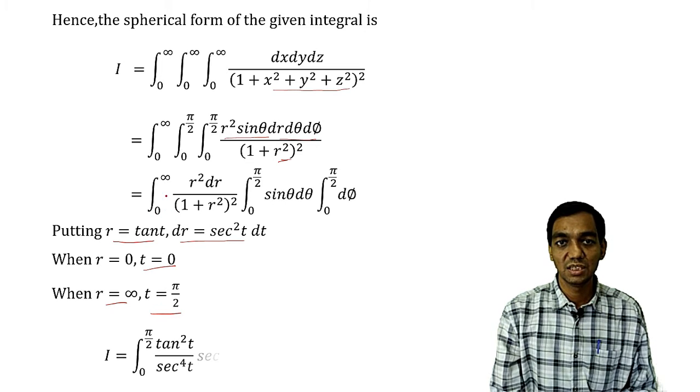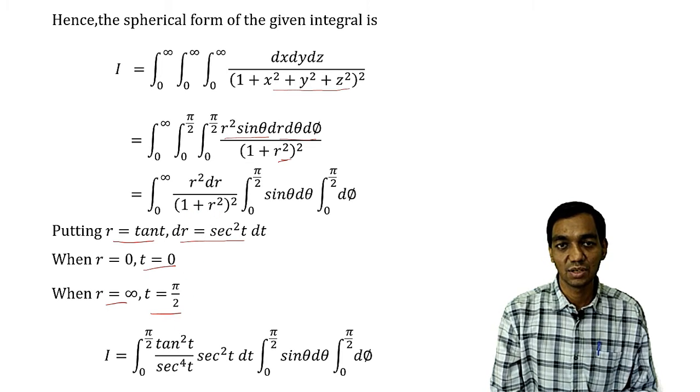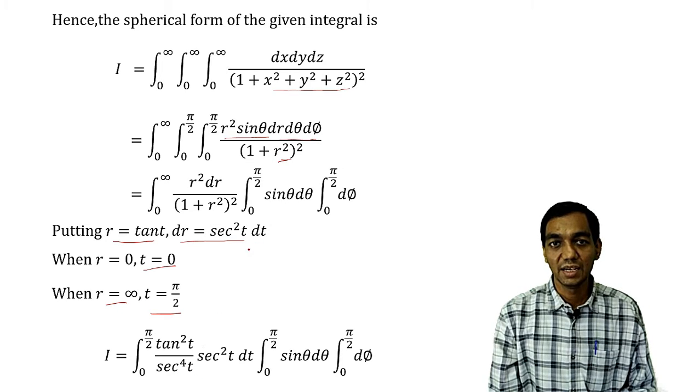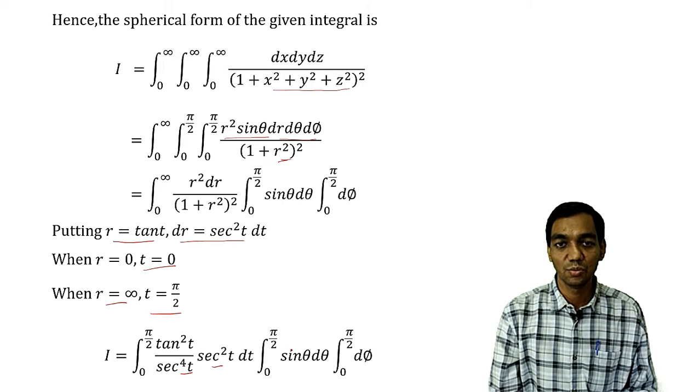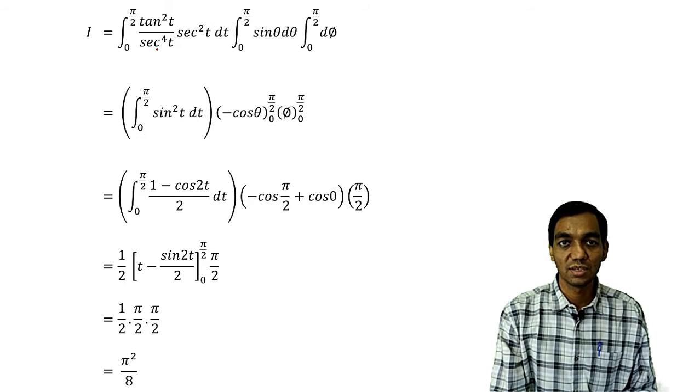So the first integration reduces to the form 0 to pi by 2, r square that is tan square, upon (1 plus tan square), that is sec square, the whole square is sec raised to 4, and dr will be sec square t dt. Okay, so sec square cancels out one time and you will have sec square in the denominator. These two integrations remain as they are. Now tan square is sin square upon cos square. So sec square cancels out, and sec square into cos square will be 1. So you will have sin square. Integration from 0 to pi by 2 sin square t dt.